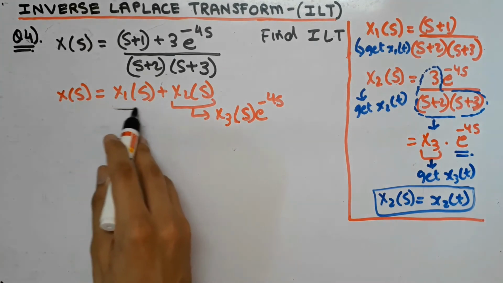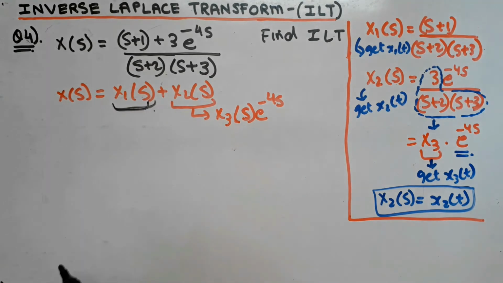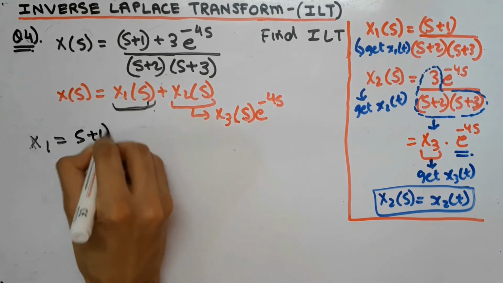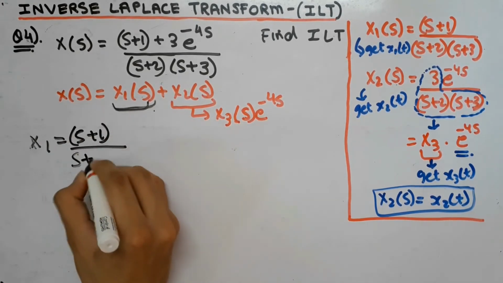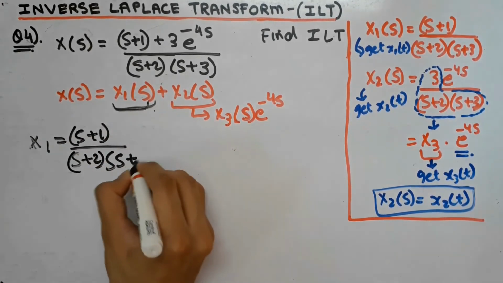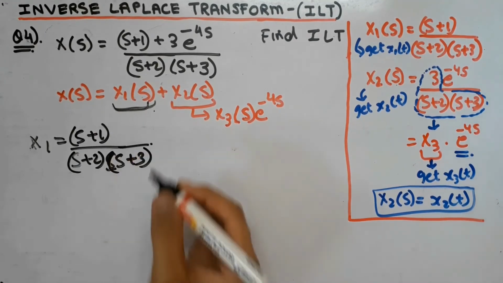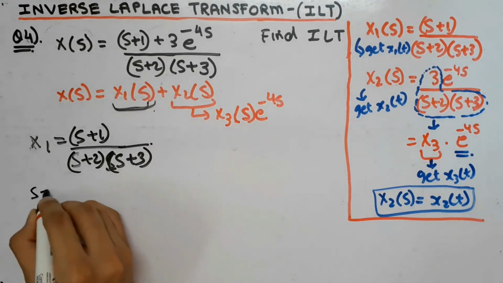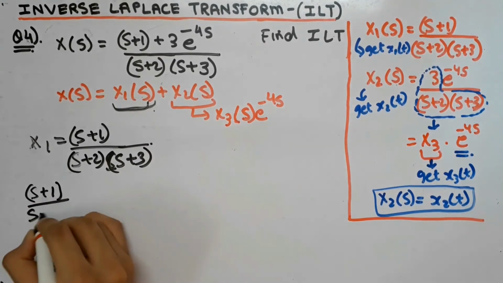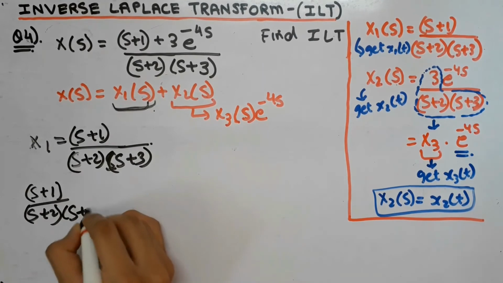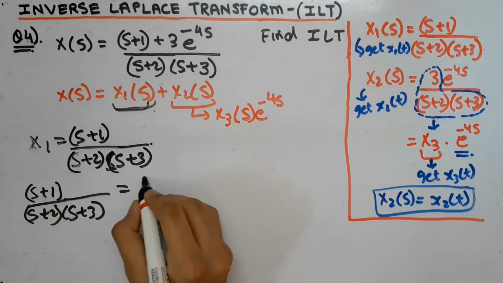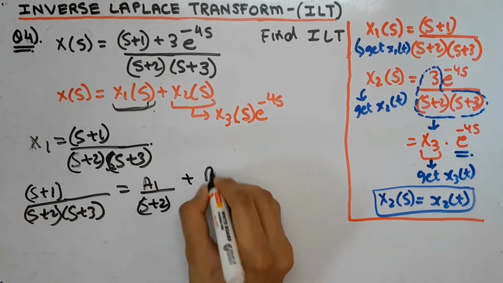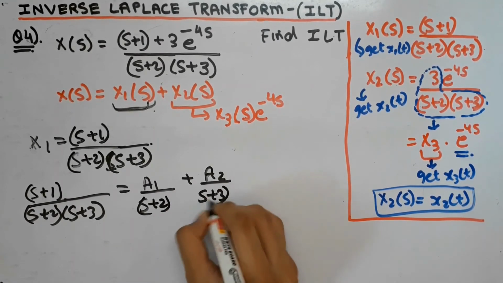So first of all we are going to find the value for X1(s). We know that X1(s) is equal to (s plus 1) upon (s plus 2)(s plus 3). So now we are going to convert it into partial fraction form. That is, we will write (s plus 1) upon (s plus 2)(s plus 3) is equal to A1 upon (s plus 2) plus A2 upon (s plus 3).